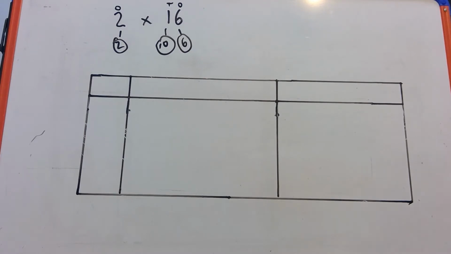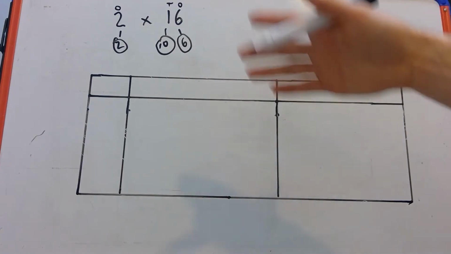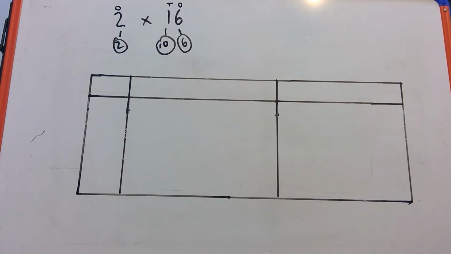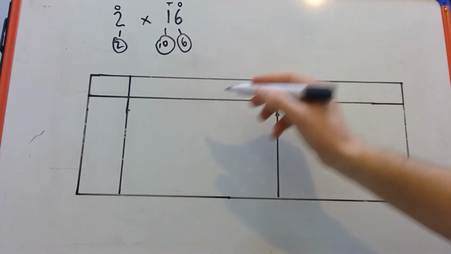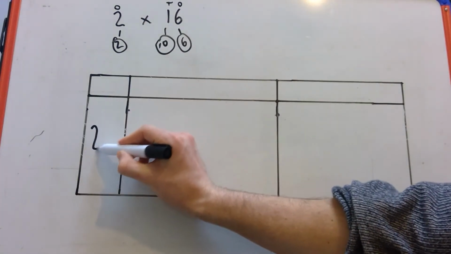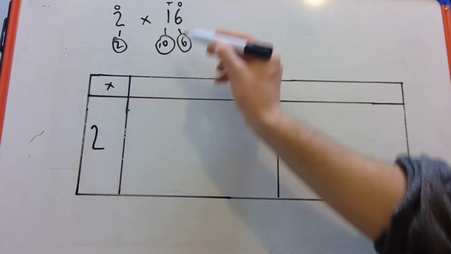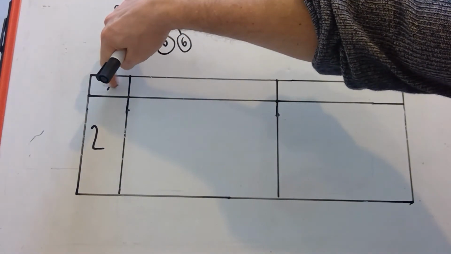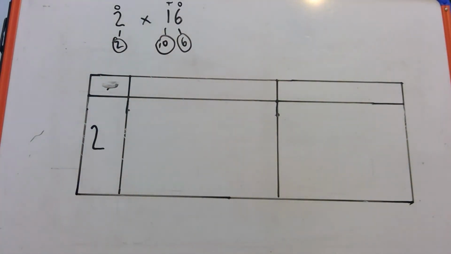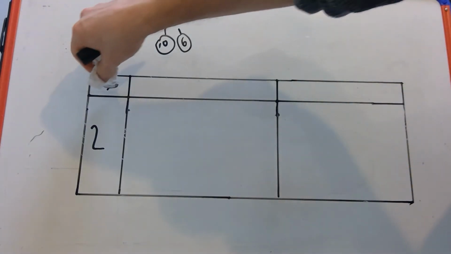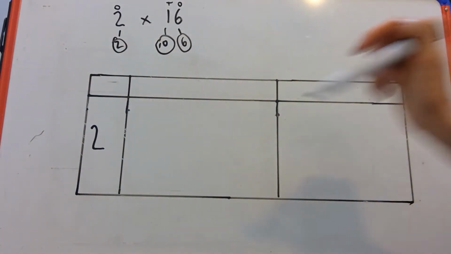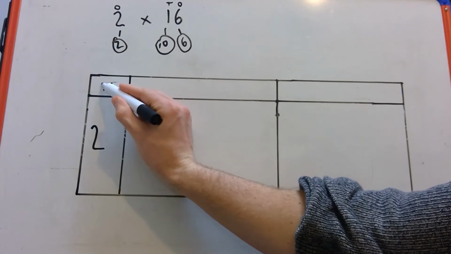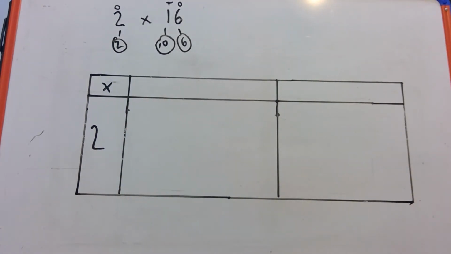So, we've now got our sum, we've partitioned, and now we're ready to put our sum into this grid. So, our smaller number goes at the side, and we just go through the sum. So we've got 2 times 16. Now make sure that does look very much like a times sign, because that looks a little bit like an add sign, and that's not what we're doing.